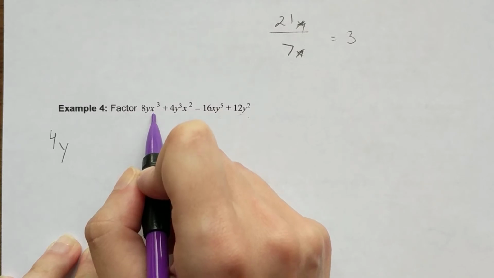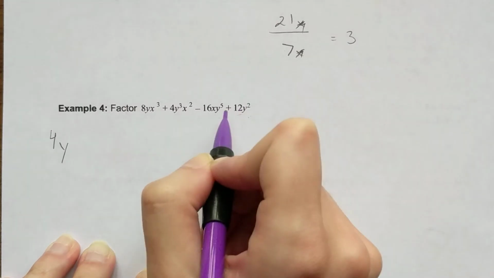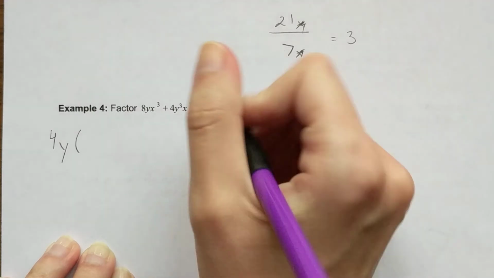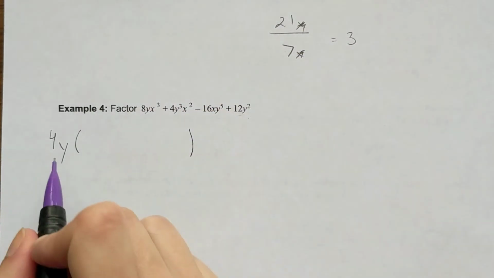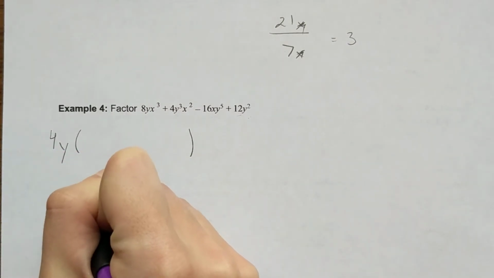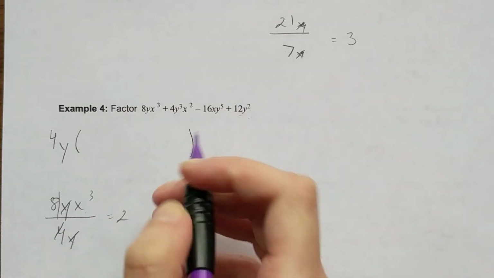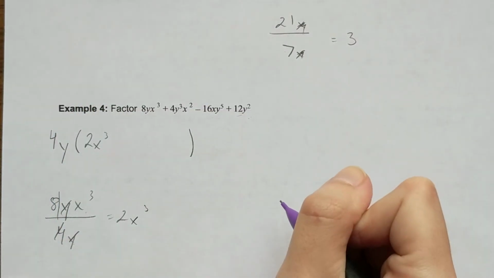What about x's? X cubed, x squared, x. Oh, and there's no x's here. There's not an x in every single term, so I can't take an x here. I am done. I'm going to go ahead and now start dividing each term by what I had. 8y x cubed divided by 4y. 8 divided by 4 is 2. Y's cancel out, and I have an x cubed. So I have 2x cubed as my first term.